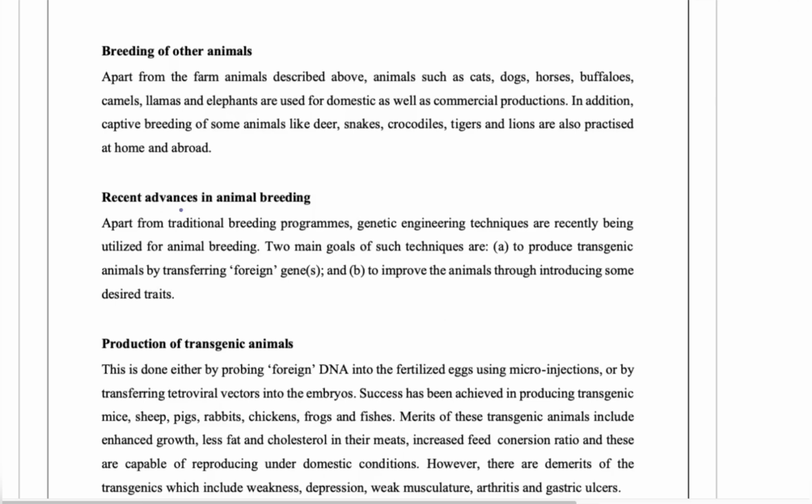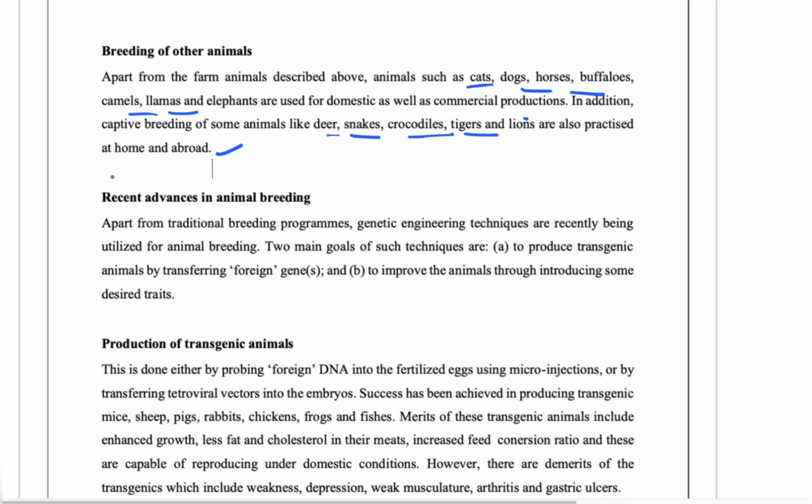Now if we talk about other animals, breeding of other animals is also there apart from the farm animals. Animals like cats, dogs, horses, buffaloes, camels, llamas, elephants are also used for domestic as well as commercial production. So that means in addition to captive breeding of some animals like these, wild animals like deer, snakes, crocodiles, tigers are also practiced at home, but not in every country. Every country has different rules for these things, right? We are only concerned with cattle and sheep breeding as per our syllabus, but I am telling you from this paragraph that breeding of other animals is also a practice, right?